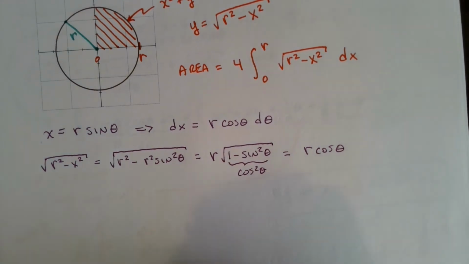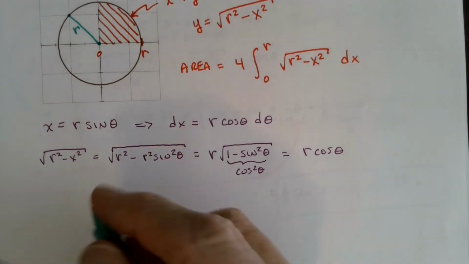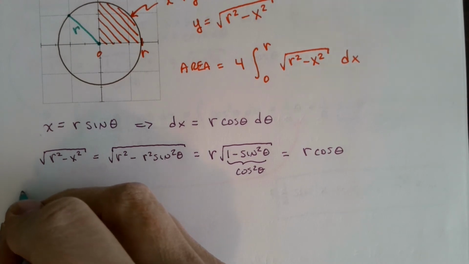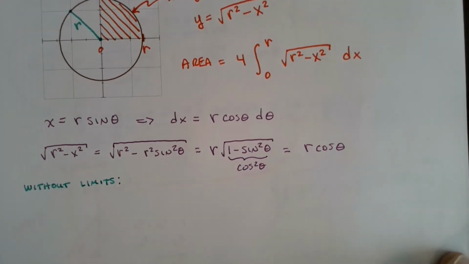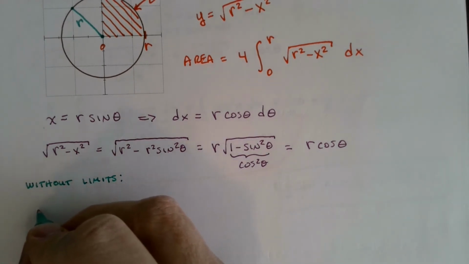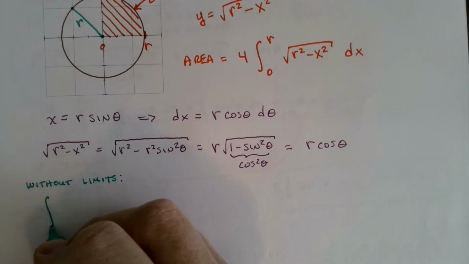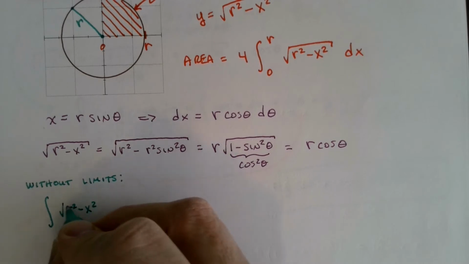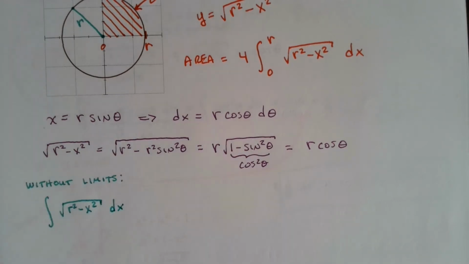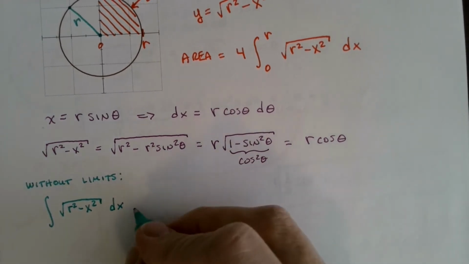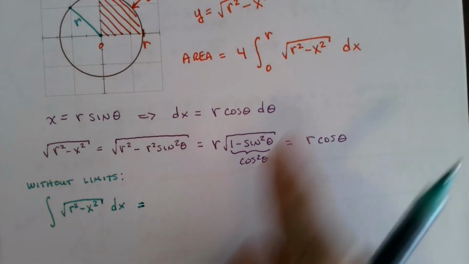Okay. And what I want to look at is, first of all, this integral without the limits. I want to look at the indefinite integral. And then we'll get the antiderivative, and we'll come back. So in other words, look at the indefinite integral, let's just look at the antiderivative of the square root of r squared minus x squared. Just look at that. So that's that integral form. What do we get there?